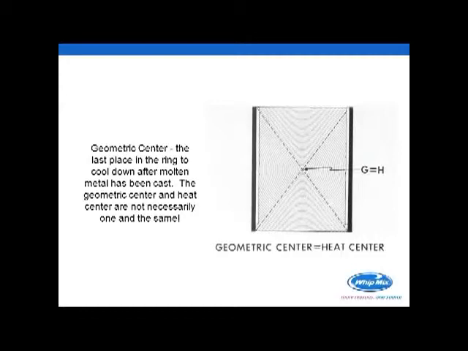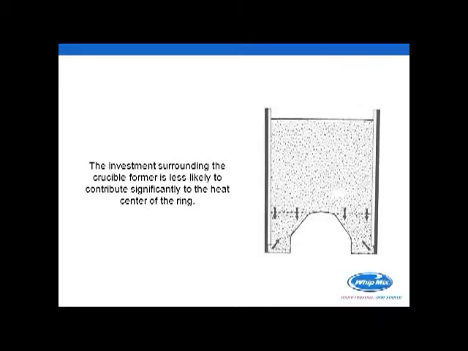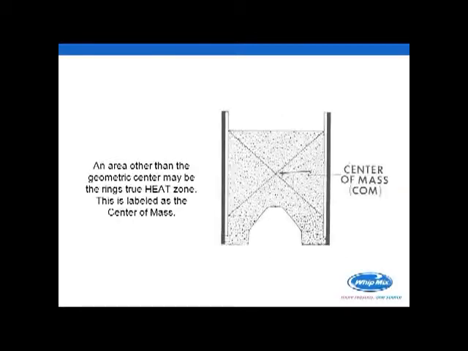The investment, for example, that surrounds the crucible former down at the bottom doesn't have much mass to it. It's very likely that it won't contribute significantly to what's going on in the center of the ring. And so the center of mass becomes the true heat zone. This is probably a better indicator, this picture that you see on your screen. This would be our center of mass. This would also be the center of heat, that area which is going to retain the heat the longest.